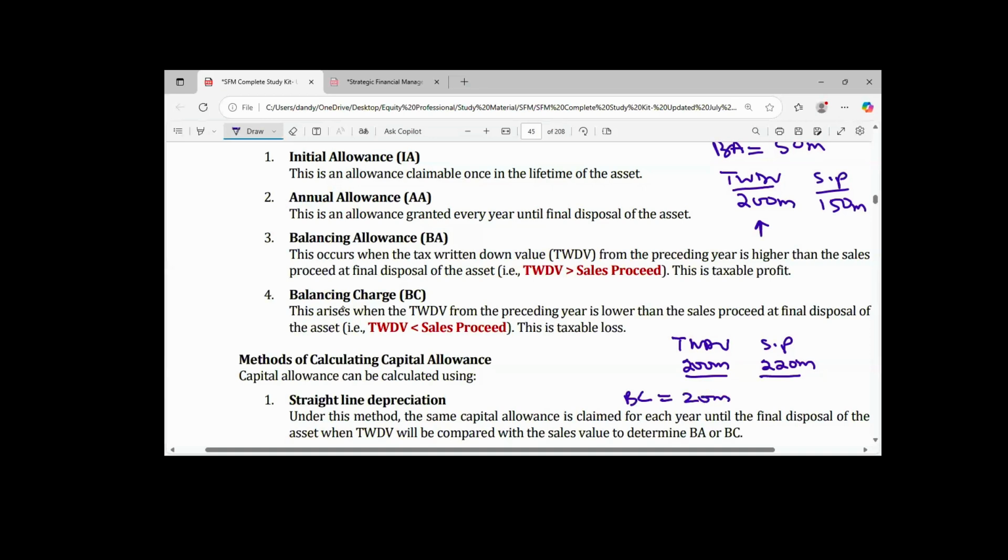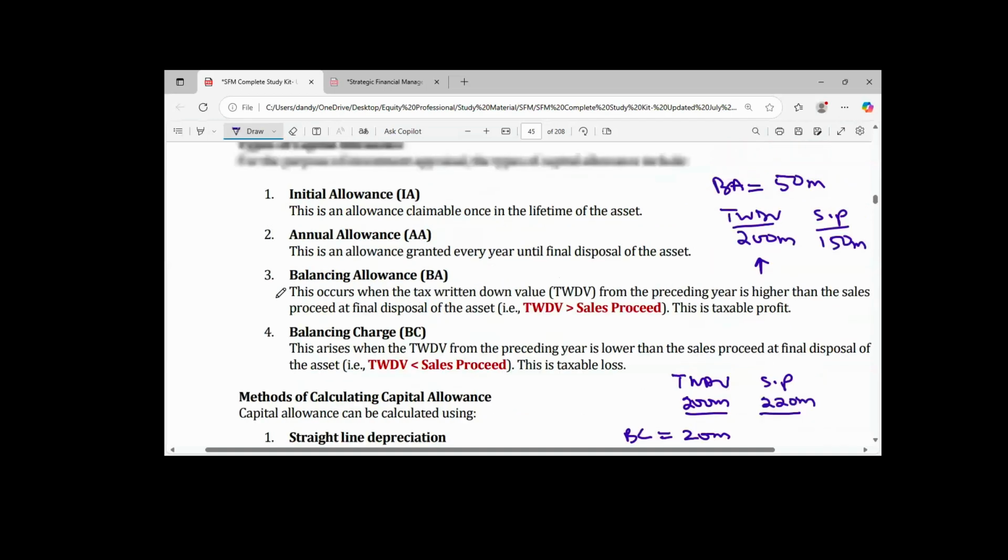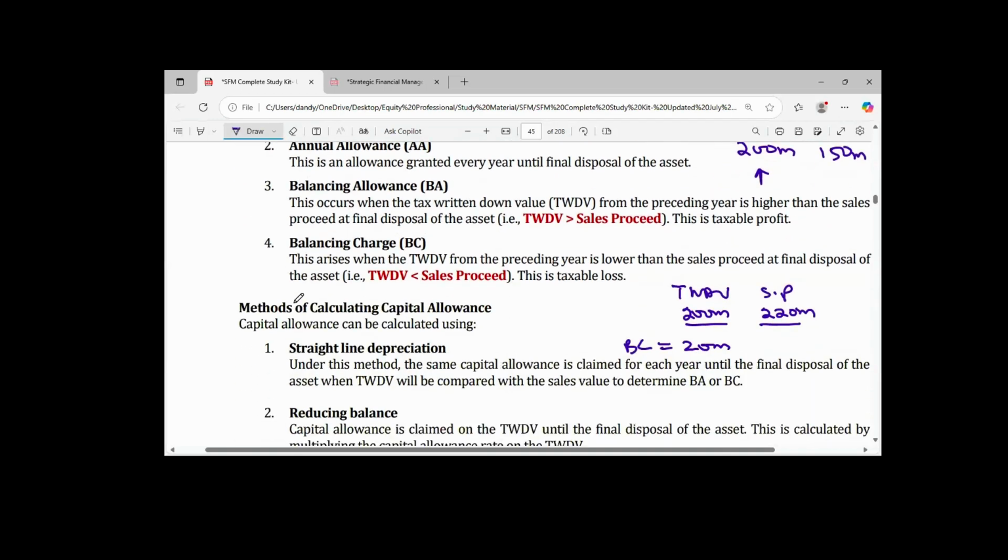So this means that this company has earned additional income, has made an additional gain of 20 million. That extra income will be taxed in the hand of the company. So that is a balancing charge. All right, so you need to watch out. Of course, balancing charge will always be in brackets. Okay, I will show you the formats as we proceed. All right, so these are the types of capital allowance.